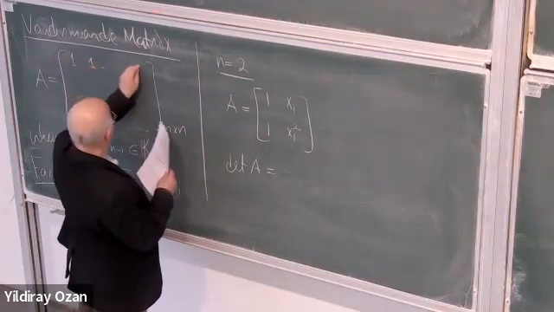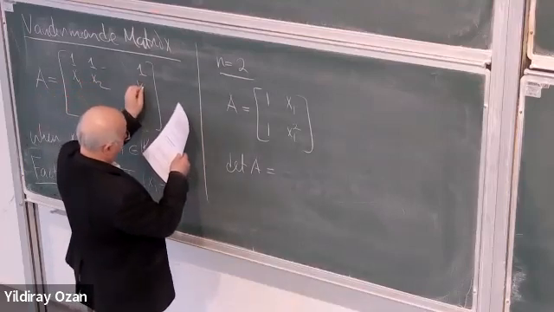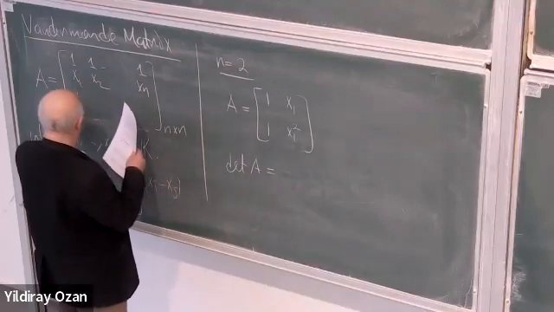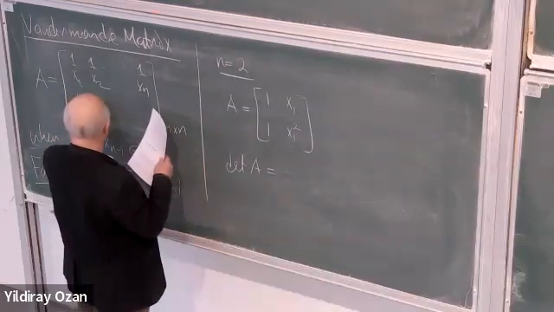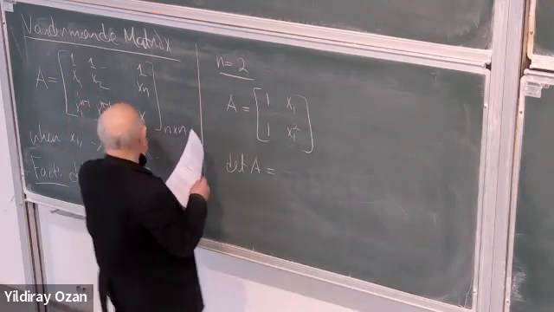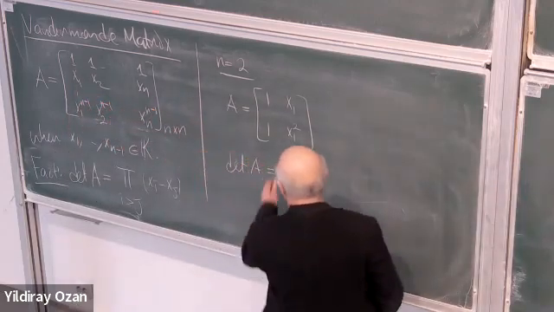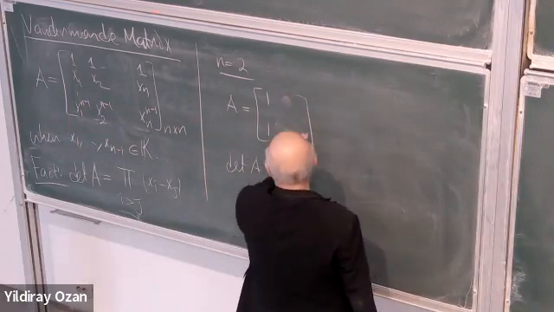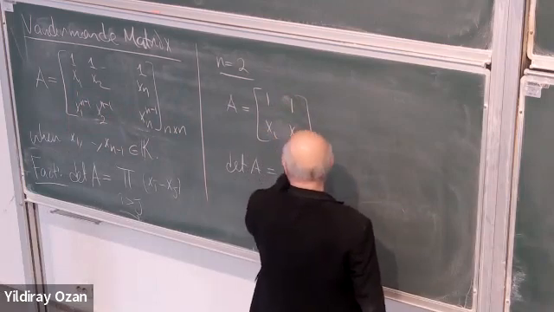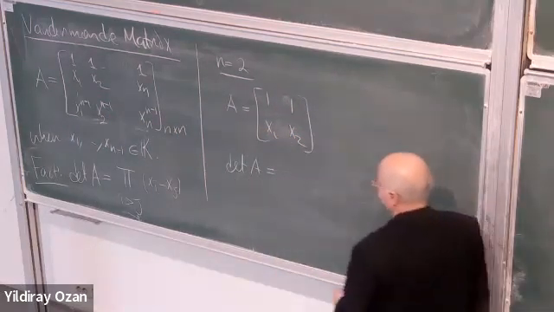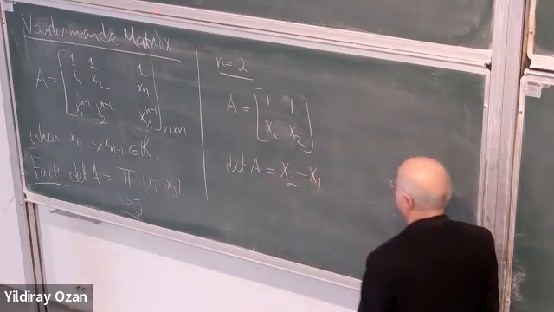1, 1, 1, x1, x2, xn, x1 to the power n minus 1, x2 to the power n minus 1, xn to the power n minus 1. Yes, so, okay. So 1, 1, x1, x2. So what is the determinant? It is just x2 minus x1.